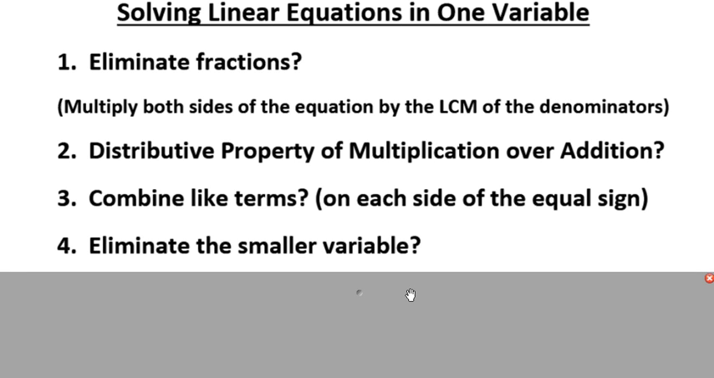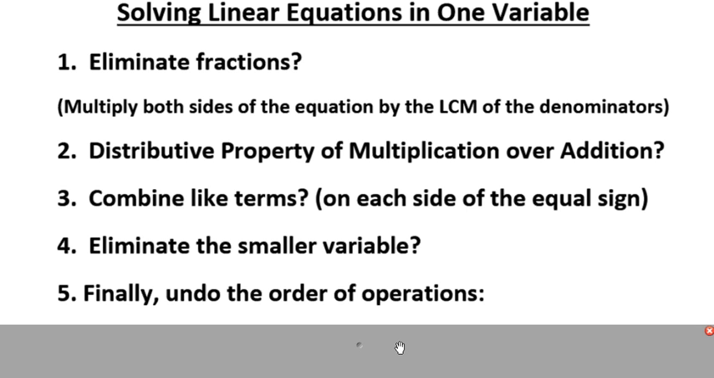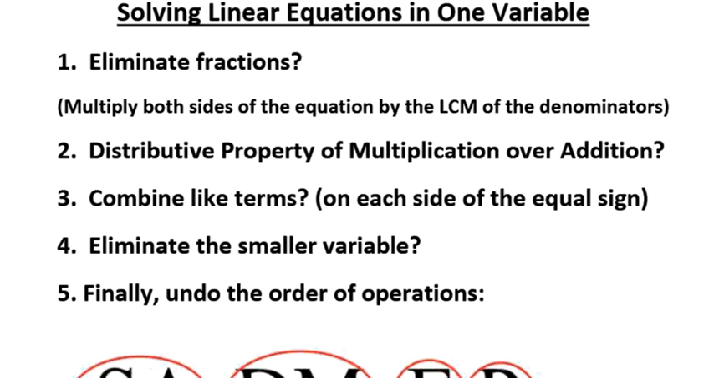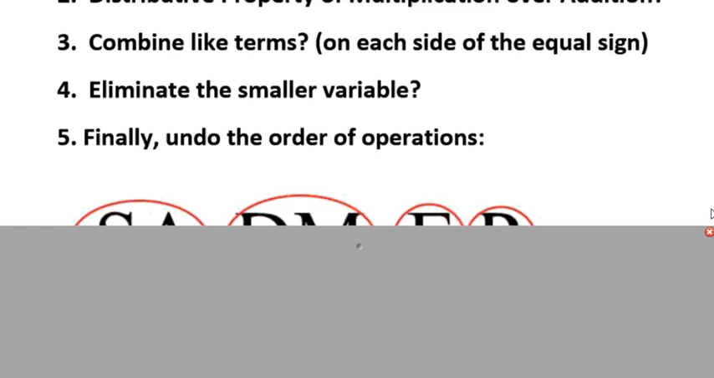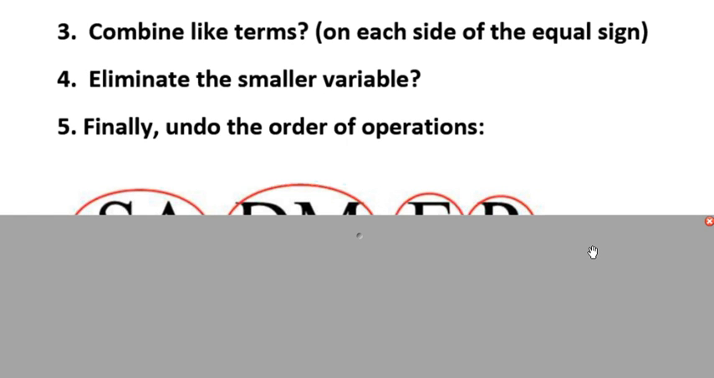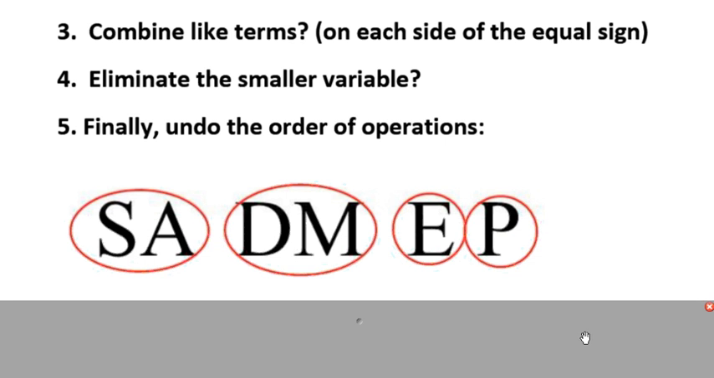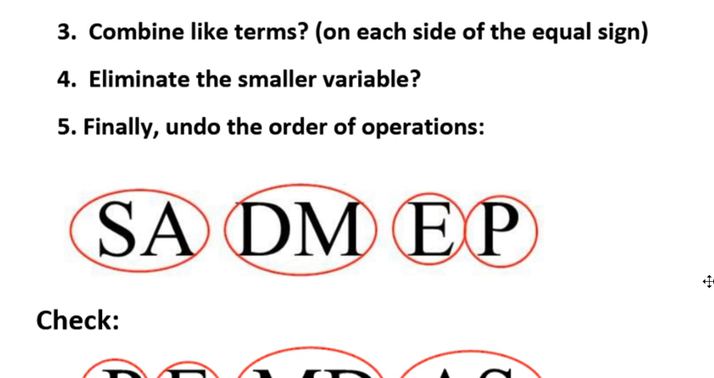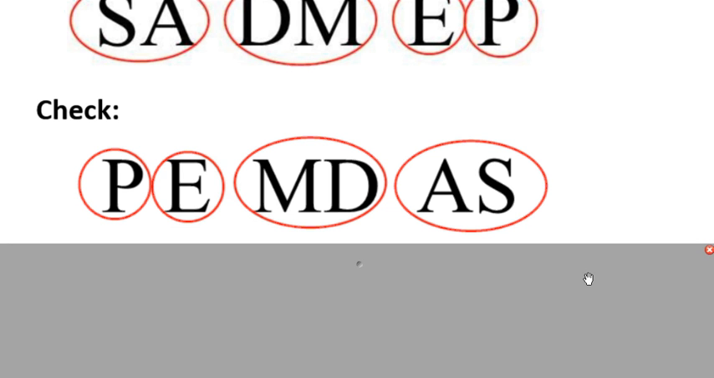Can we eliminate the smaller variable? Can we undo the order of operations? So remember, order of operations talked about the grouping symbols. First, looking for exponents or powers, then multiplication and division left to right, addition, subtraction from left to right. For undoing it, we're going to do it in the reverse order. So we would look to reverse the subtraction, addition, multiplication, division, then do powers, and within those grouping symbols. Okay, remember when we want to check the solution, we do the order of operations in their correct order.